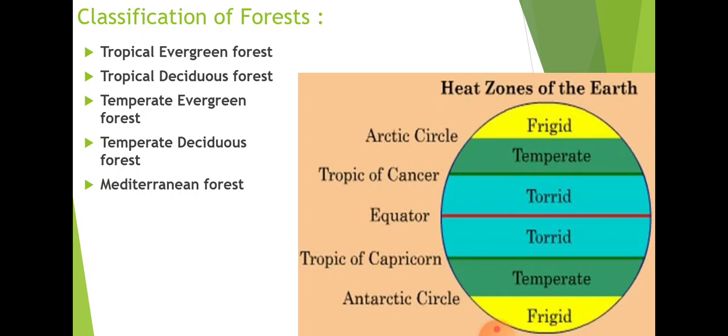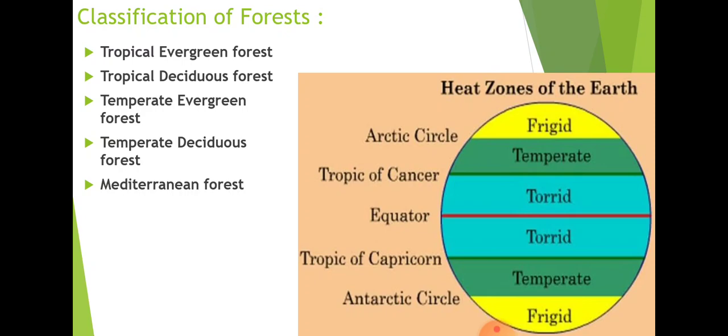Now move toward the next classification of the forest, that is the temperate evergreen forest and the temperate deciduous forest. You can see the temperate zone is there in both the northern and southern hemispheres. The forests found in these zones are the temperate evergreen and the temperate deciduous. Now the Mediterranean forest is also there. The Mediterranean forest is found near the temperate zone and near the tropical zone.